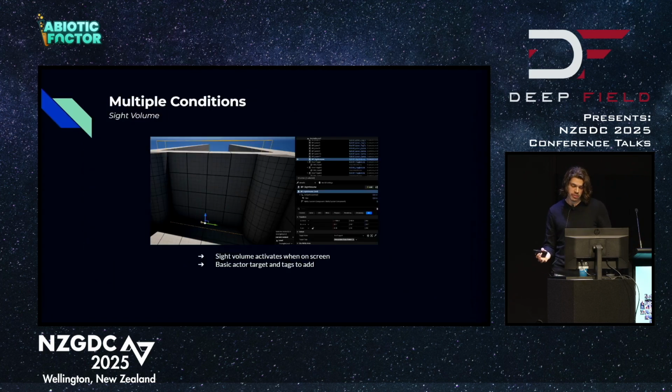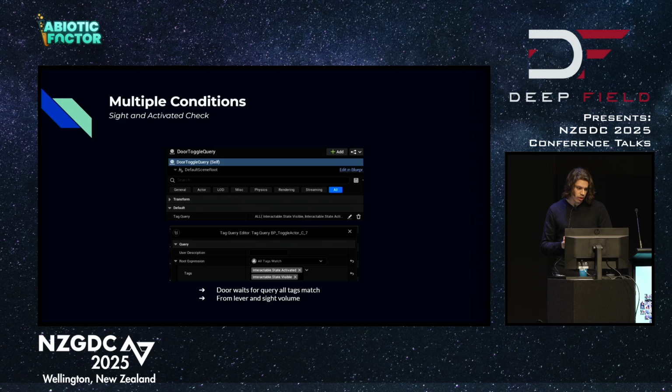So we firstly need to determine when you're looking at the door. So for now, a simple sight volume. And it will have, again, similar logic where it has basic target and actor tags to add, and it also points to that door. This means that we can then, on the door itself, listen to 2 tags. So we have the visible tag and activated tag. It only means when both are true, it will then activate its state.